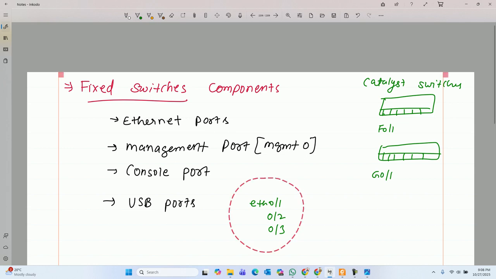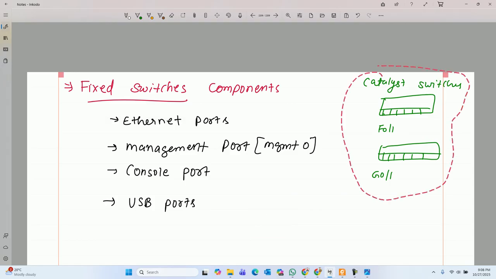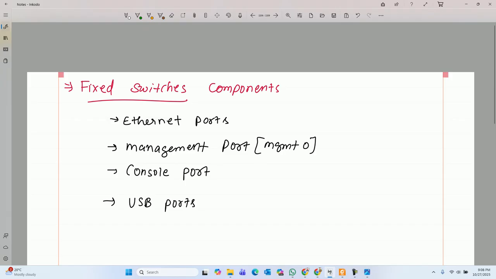Management port, yes, a dedicated management port is a must for out-of-band access. Console port for the first-time access, and then we have the USB port. For what reasons do we use the USB port, guys? Any guesses?